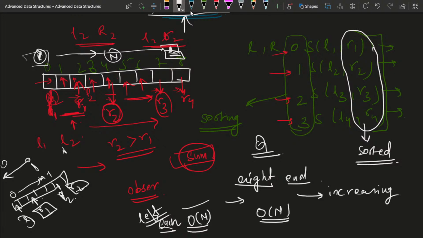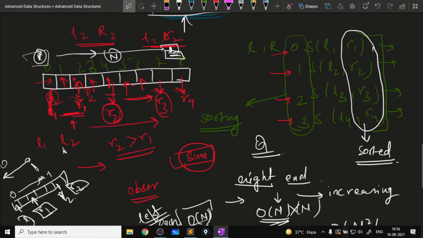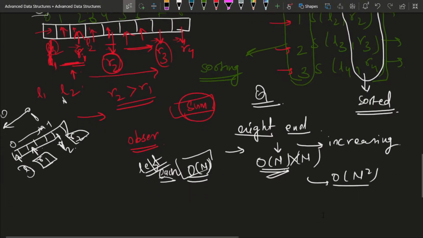So for each query it is order of n, and for each R2 range we have to move our left index n times. So that would be order of n into order of n. So the time complexity here is order of n square. So this doesn't make any difference. Now can we do something better?